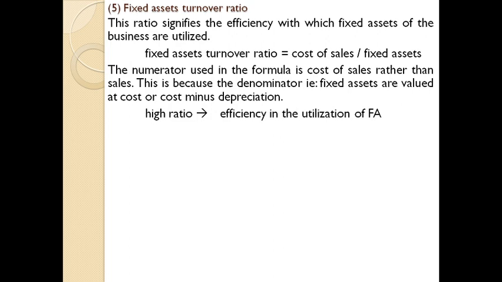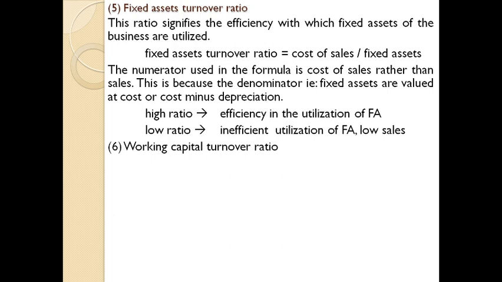If you are getting a higher fixed asset turnover ratio, it is a sign of efficiency in the utilization of fixed assets or resources in improving sales, whereas a lower ratio, on the other hand, indicates inefficient utilization of fixed assets, or it may be due to idle capacity, or maybe low volume of sales.